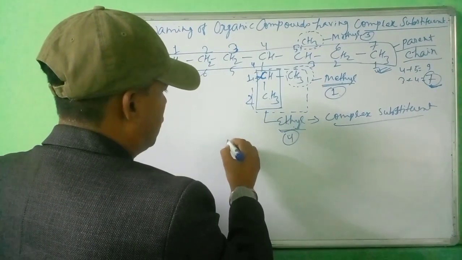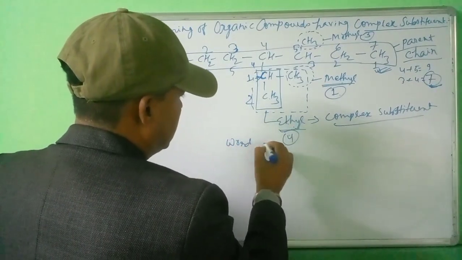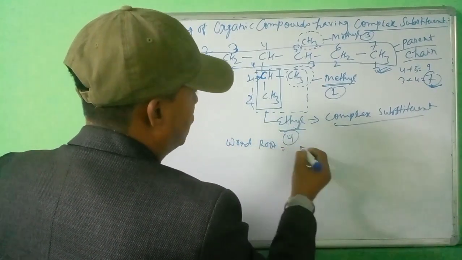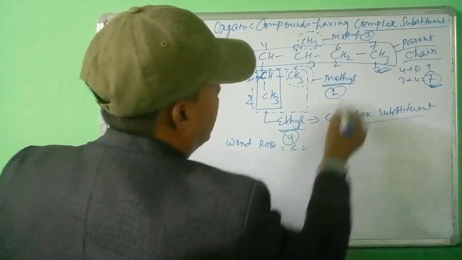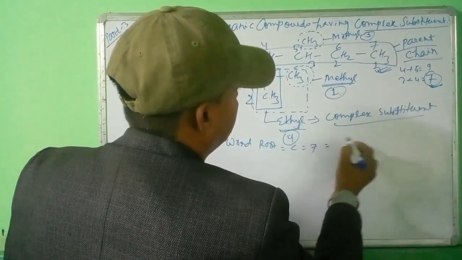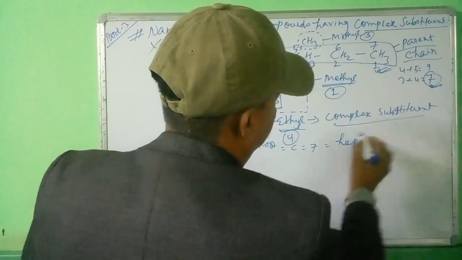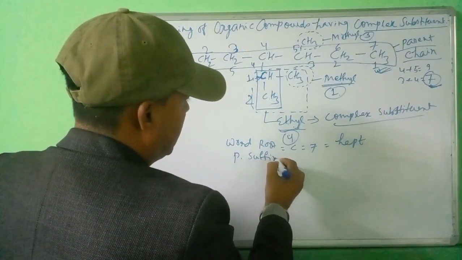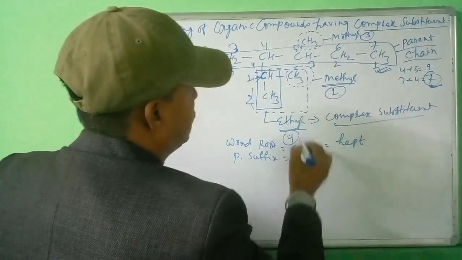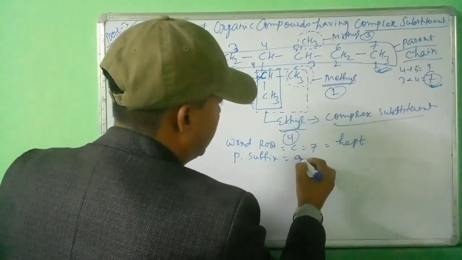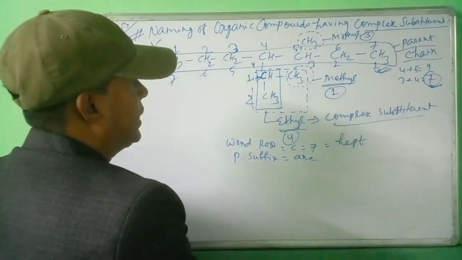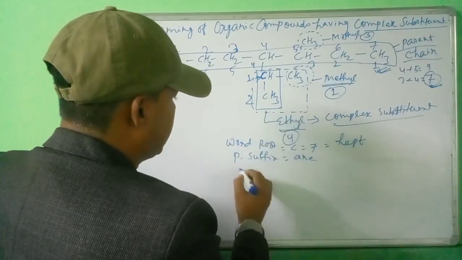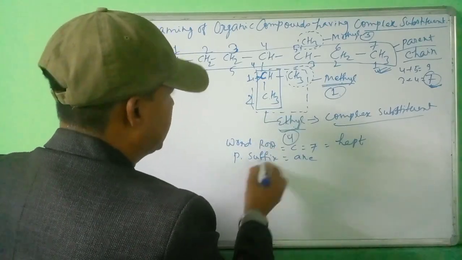Now write down the word root. The number of carbons is 7, and 7 means hept is the word root. Now the primary suffix: carbon-carbon, what type of bond? Single bond, so ane.